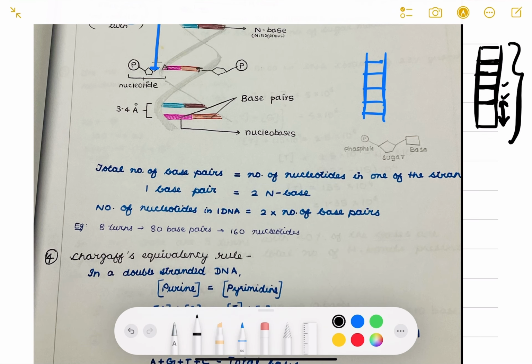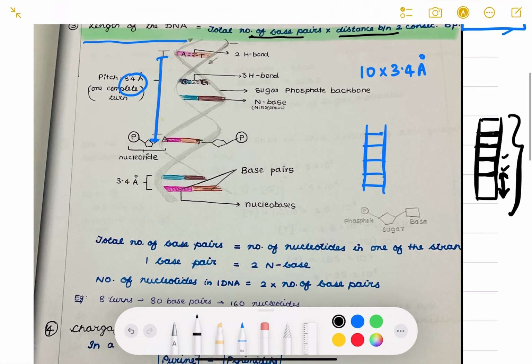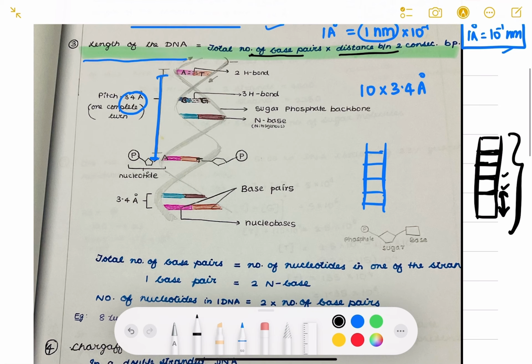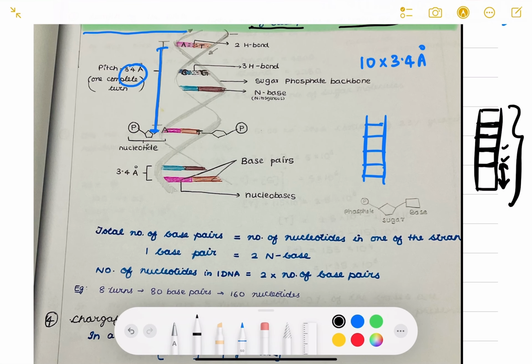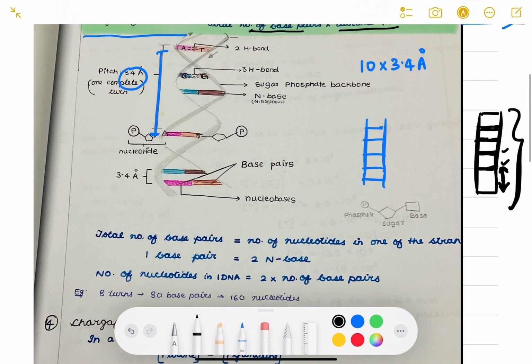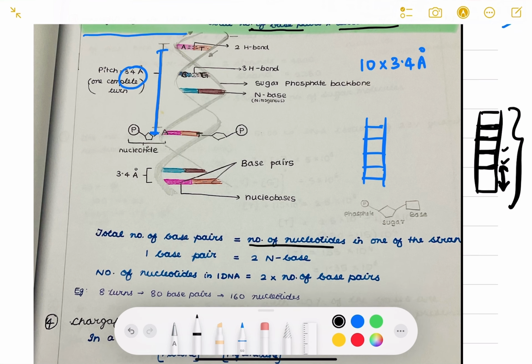And what if they ask how you find the total number of base pairs? In the question, they may not directly give you the total number of base pairs. Rather, they would give you the number of nucleotides in one of the strands. Because if the number of nucleotides in one strand is given, the same number of nucleotides will be there in the other strand as well.